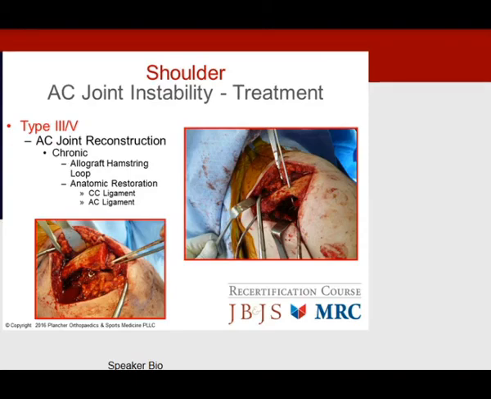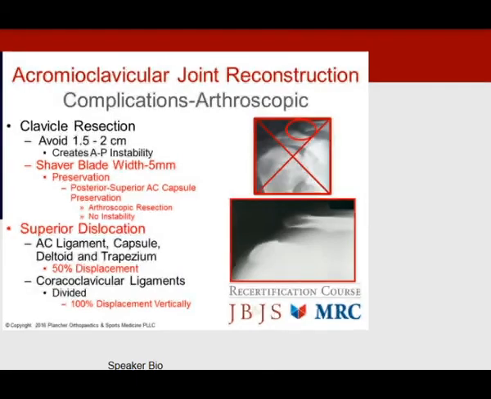entertain an allograft hamstring reconstruction. Please be cautious. There are many complications that have been reported when reconstructing a type 3 and type 5, and you should practice, obviously, before entertaining this in your own practice. But with clavicle resection, we should avoid 1.5 to 2 centimeters, as we did in open procedures years ago. The shaver blade width is only 5 millimeters, and we have to preserve the superior AC capsule.